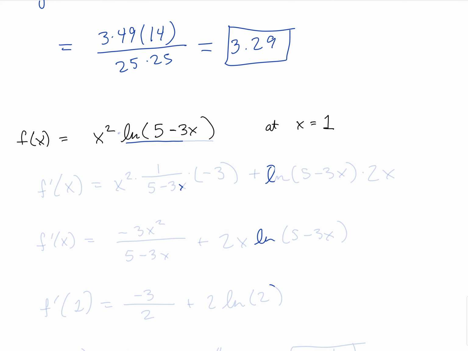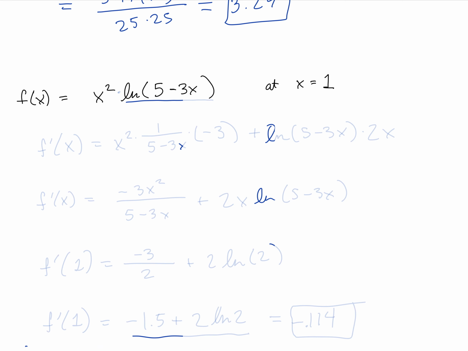Last one, f of x equals x squared times the natural log of 5 minus 3x at x equals 1. So f prime of x is, we need a product rule first of all. It's x squared times natural log of 5 minus 3x. So first times the derivative of the second. Now we'll need a chain rule when we're thinking about the derivative of natural log of a function. Derivative of natural log of something is 1 over that something times the derivative of the inside. Derivative of 5 minus 3x is just negative 3.